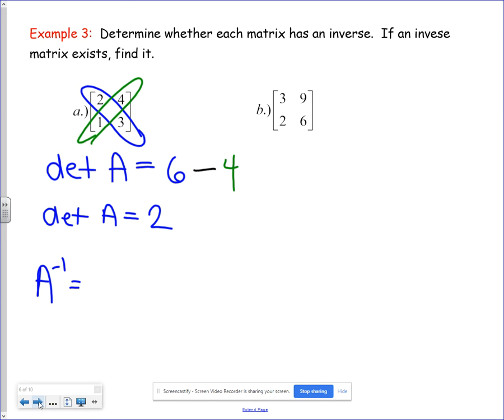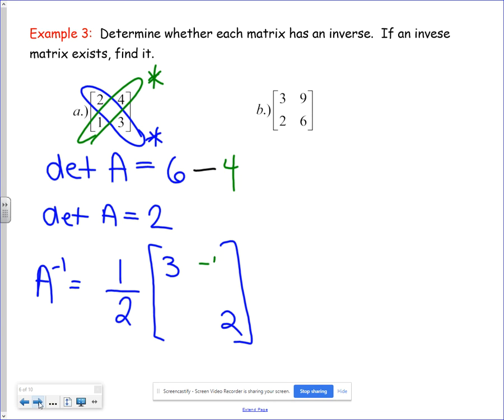So it's going to be 1 over the determinant, and we determined the determinant to be 2. And then I'm going to multiply that by the following matrix. Remember this one, I switched those numbers. So the 3 and the 2 switch. And then the ones that I got circled in green, remember we keep them in the same spot, but what we do is change the signs.